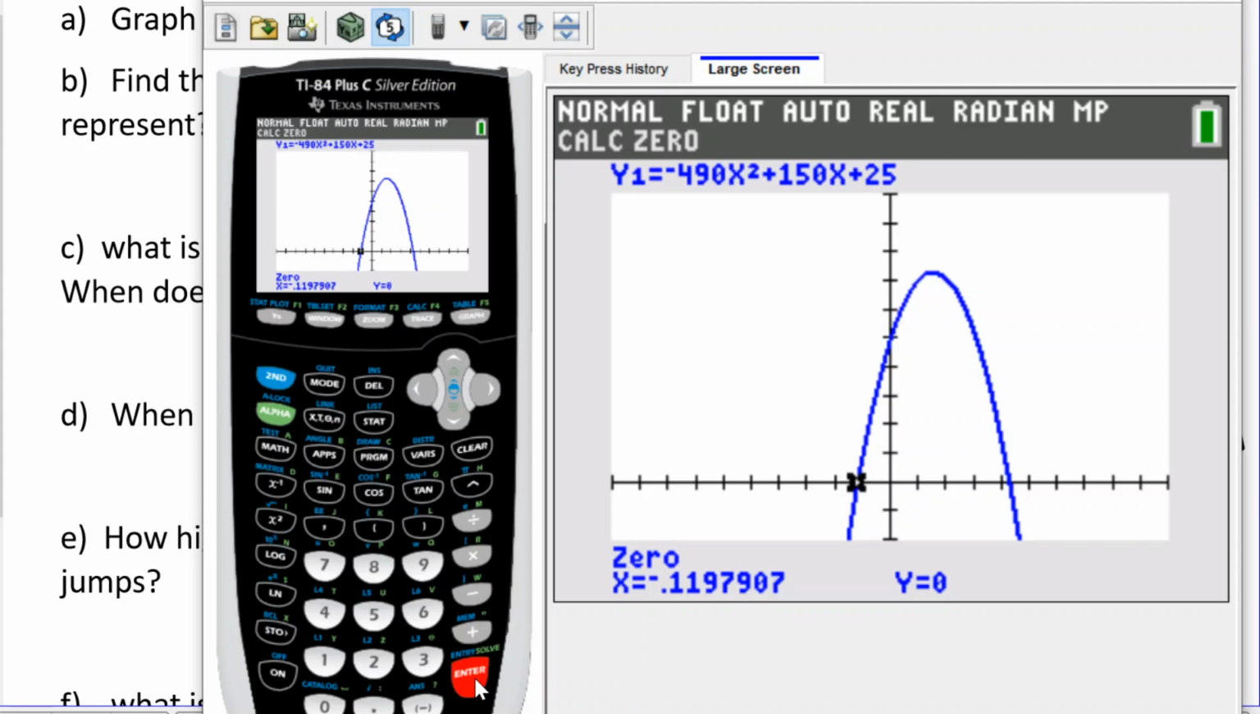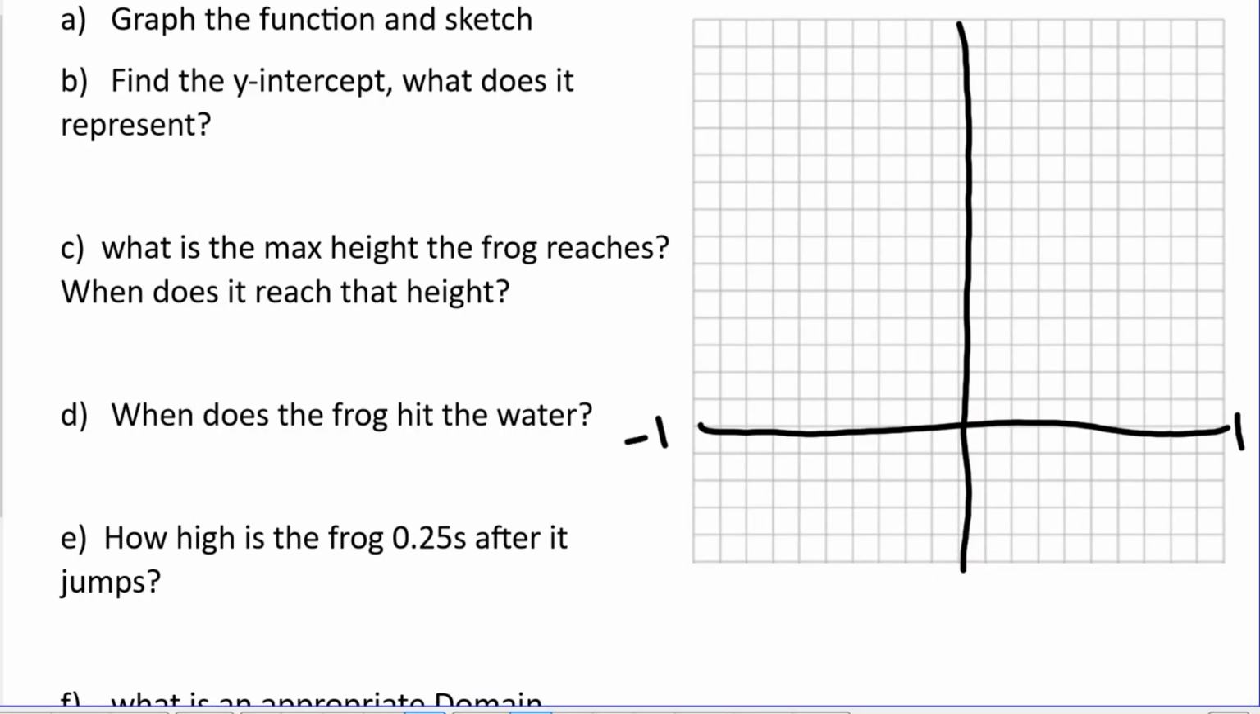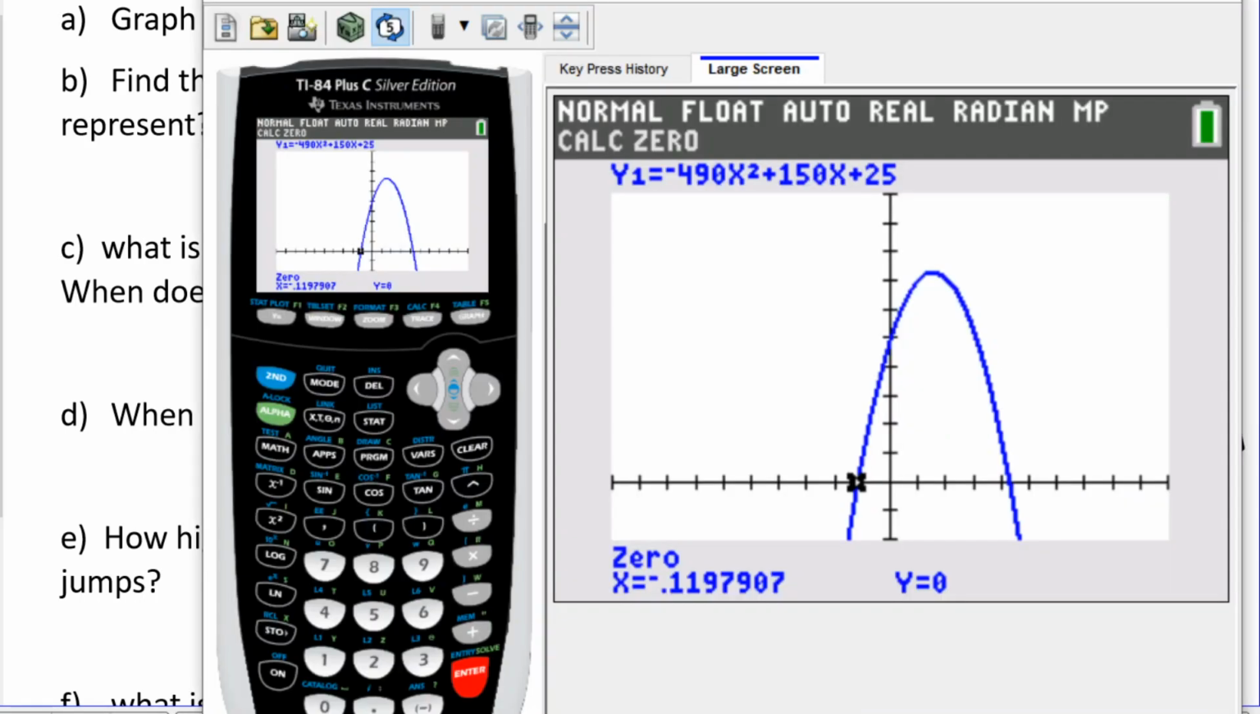So -0.12, let's say. So we know it's just after -0.1. So there's 1 point for us. Let's go to our next point.